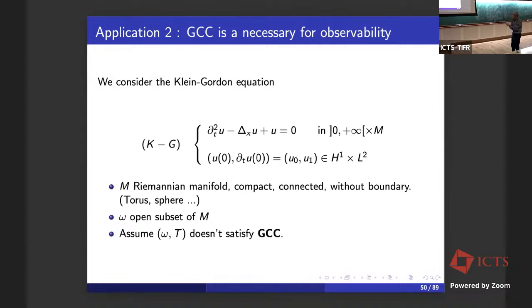Here we will work on a Riemannian manifold without boundary, to have no problem with propagation up to the boundary. And for this, I have problems with zero as an eigenvalue of the Laplacian, the Laplace-Beltrami operator in this case. So I will add mu, any constant m strictly positive. So we will deal with the Klein-Gordon equation. You take a subset of M and you assume that you have GCC. Okay, everything is in place now. We can work.